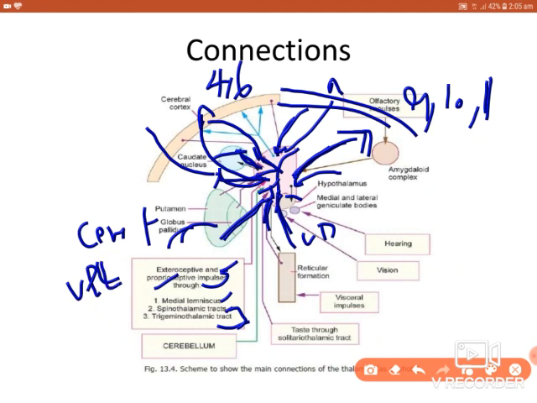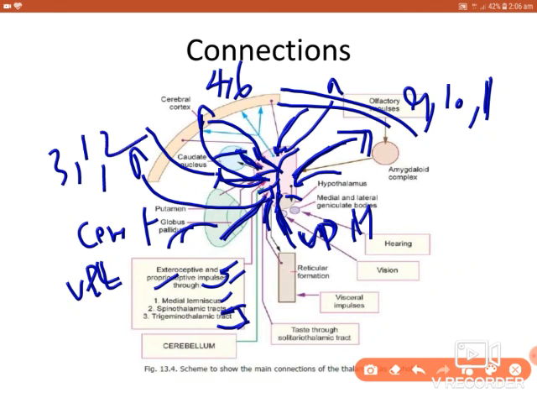The ventral posterolateral receives sensory information from the whole of the body except the head. The ventral posteromedial receives exteroceptive and proprioceptive impulses of the head through the trigeminothalamic tract. It relays in these nuclei and sends output to the sensory area of the cerebral cortex, that is areas 3, 1, 2.